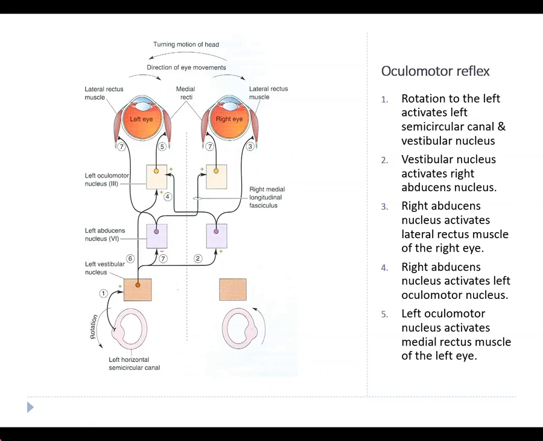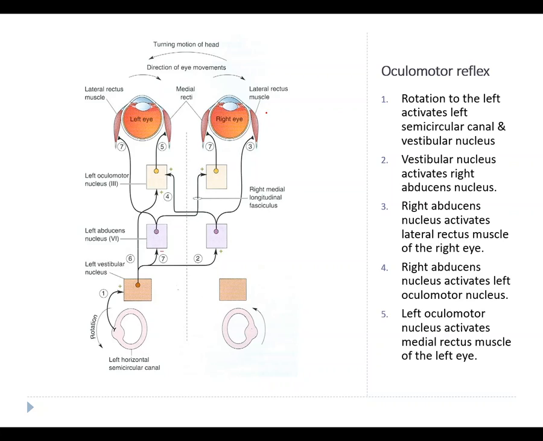The exact details aren't super important right now, but it's just an interesting example of what the brain can do with this information. So in this case, the head is moving to the left, so you're rotating the head to the left, and so what should happen is that the eyes should move to the right. The muscles that move the eyes side to side are called the rectus muscles. Each eye has a lateral rectus muscle and a medial rectus muscle, and that's true for both eyes.